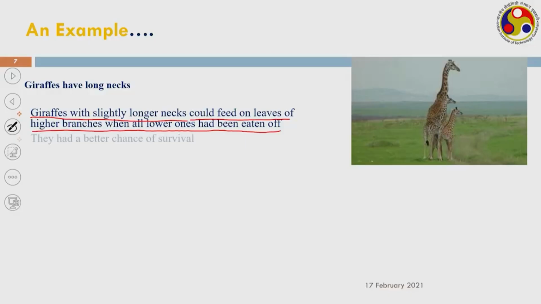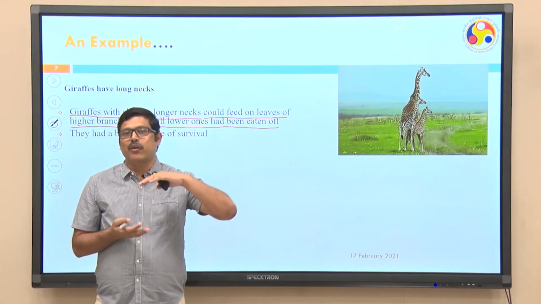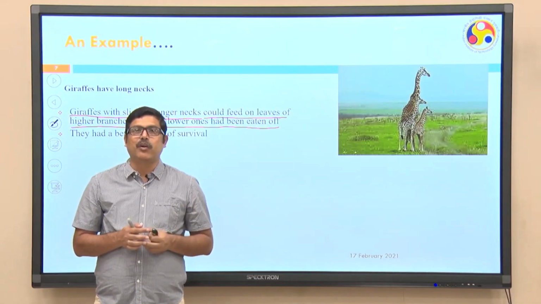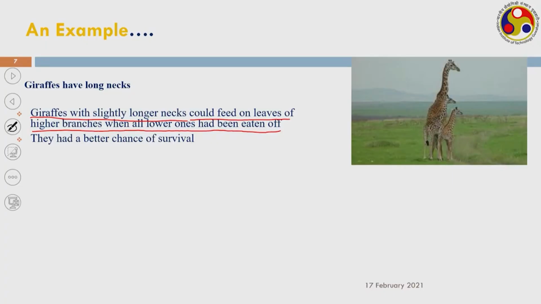Okay. And that had a better chance of survival. So, therefore, what has happened is that those giraffes having slightly longer necks had a better chance of survival, because when there are no leaves on the ground they can take the leaves from the higher branches. Okay. So, they had a better chance of survival.